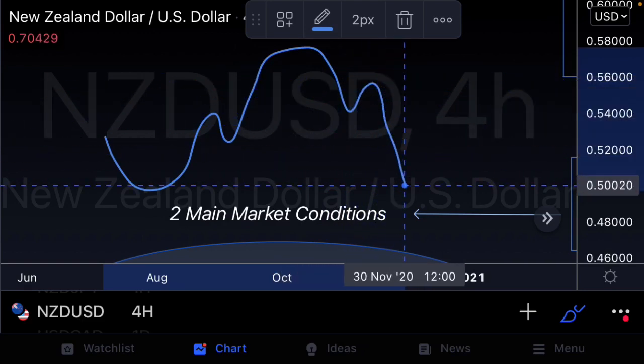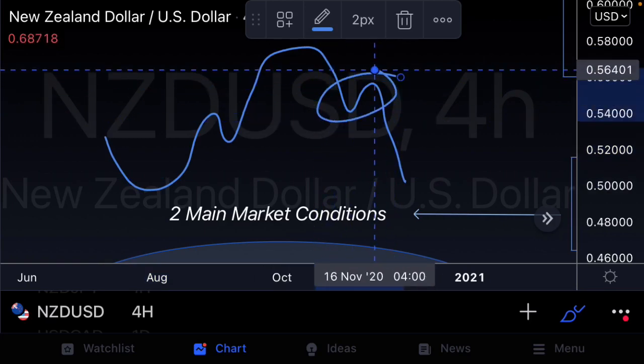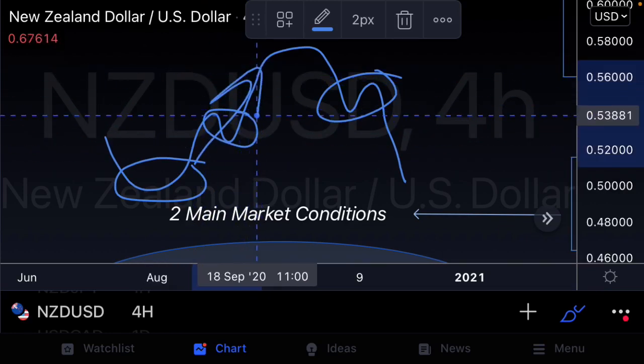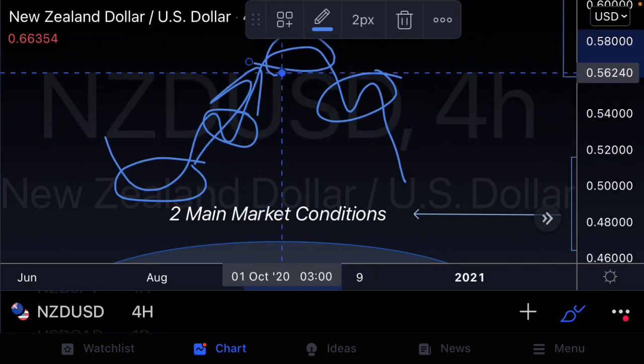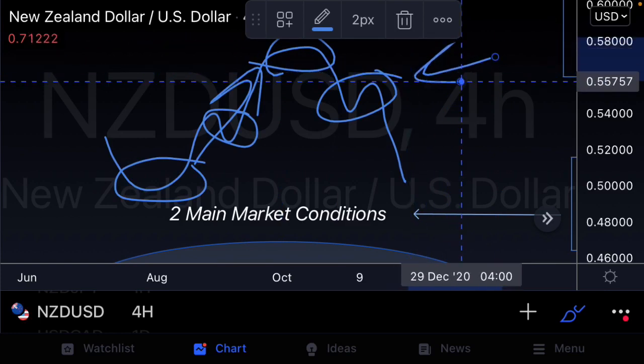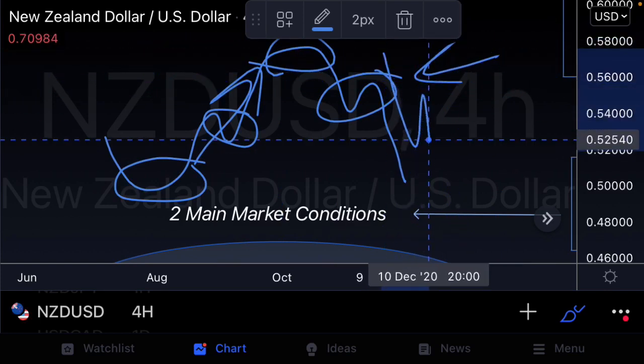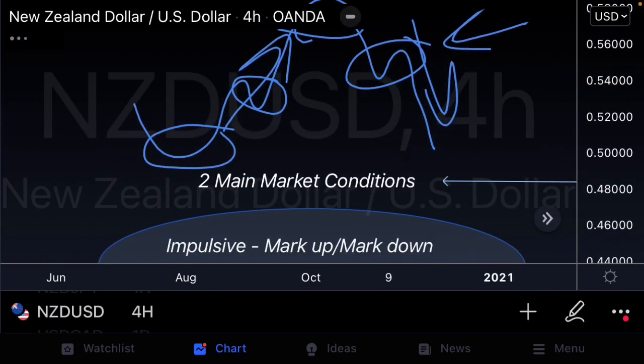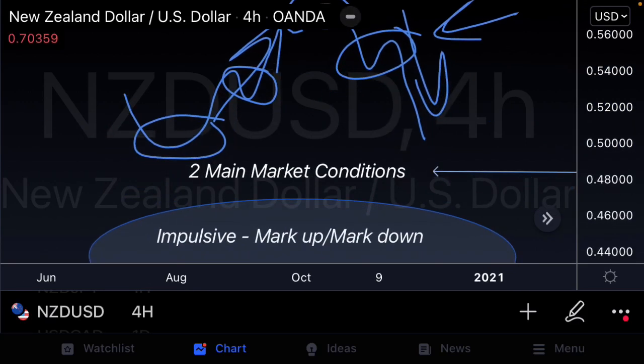And in the markdown, there are still periods of redistribution, so these continuation structures then complete our structures. So every market basically follows this cycle where we have periods of accumulation, reaccumulation, and a nice markup. We also have periods of distribution as well as redistribution, like we spoke about in our markdown. So these two main market conditions that we spoke about, generally we can conclude that there are impulsive phases within our market.